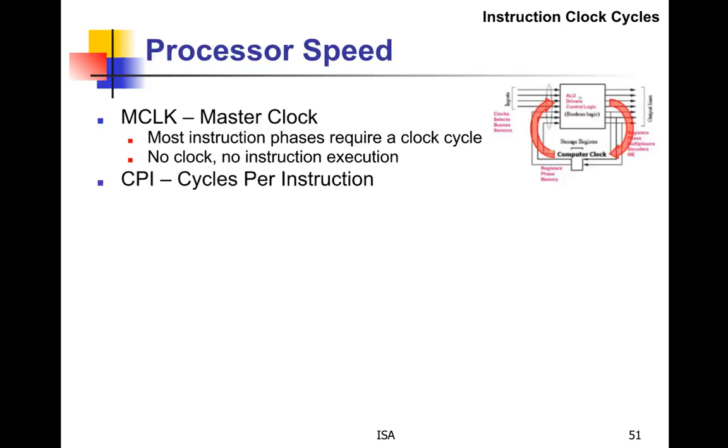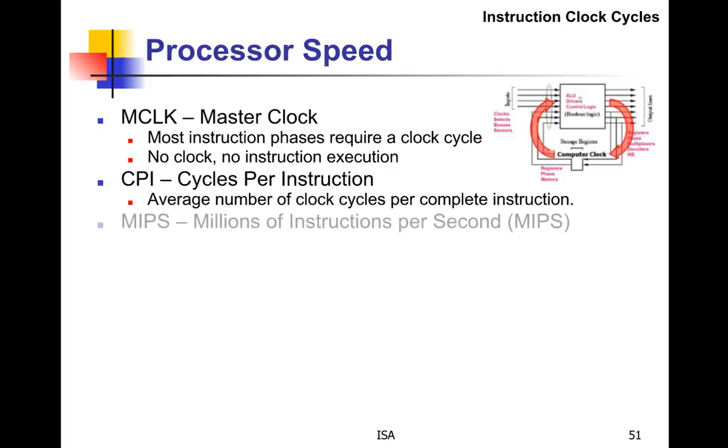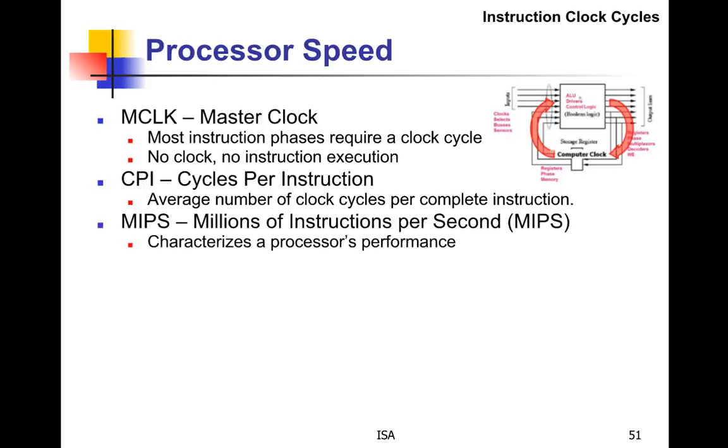CPI is the cycles per instruction. It's an average number of clock cycles per complete instruction. MIPS means millions of instructions per second, and it characterizes the processor's performance. You've heard of how many MIPS your processor is. The more it is, the better. So MIPS is a performance index. M clock, or CPI, gives you a little bit of an idea, but really MIPS is the bottom line.